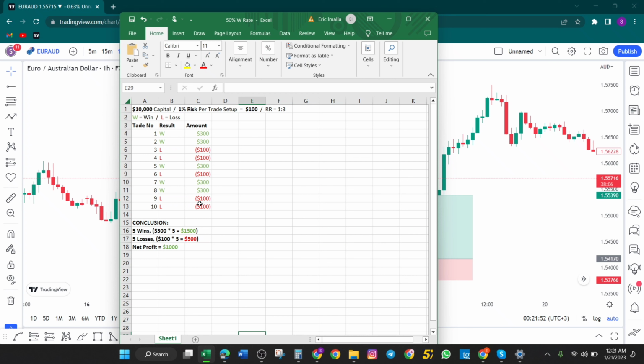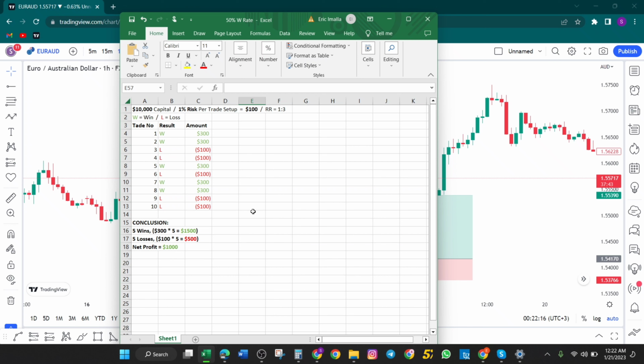So this is the power of using a good risk to reward ratio. Keep in mind, this is just my example where I use 1:3 risk to reward. Assuming you're someone who risks 2% per trade, your figures will even double. You'll do roughly 20% gain within this number of trades.